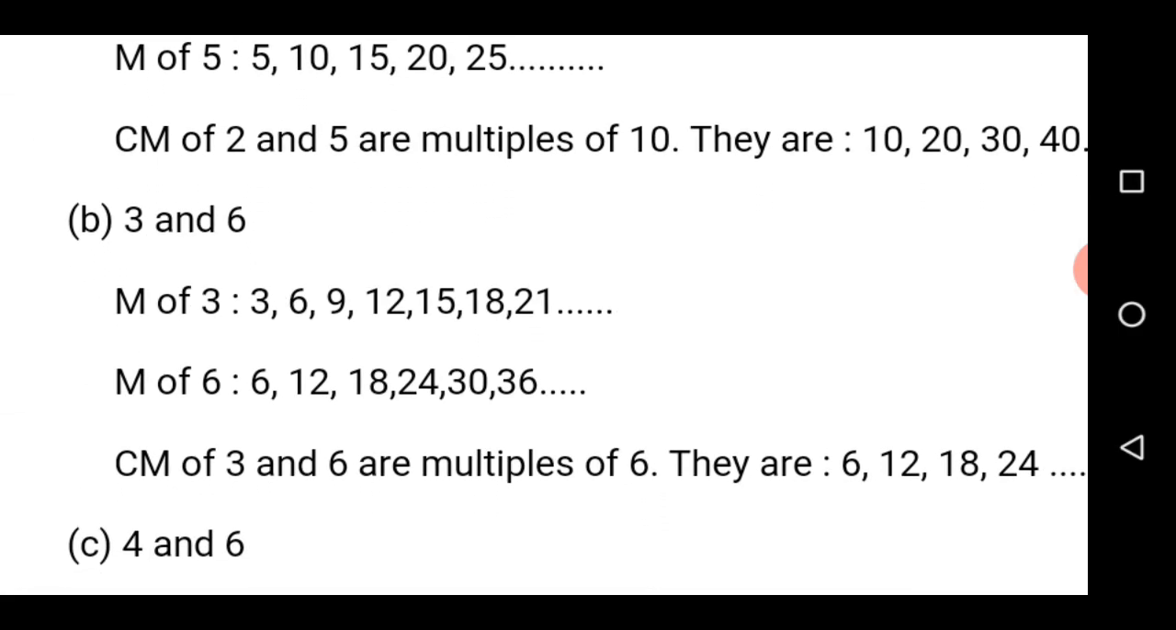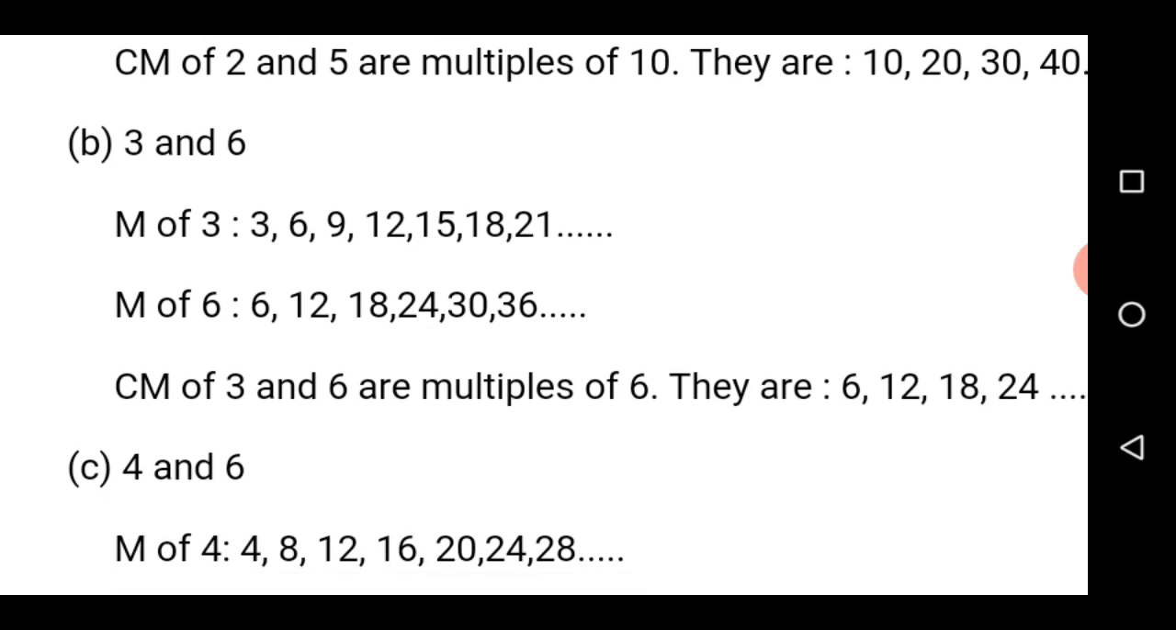So let us now move to the second example, which is 3 and 6. We have multiples of 3 to be 3 times 1, 3, 3 times 2, 6, 3 times 3, 9, 3 times 4, 12, 3 times 5, 15, 3 times 6, 18, 3 times 7, 21. So it means the multiples of 3 are 3, 6, 9, 12, 15, 18, 21, and so on.